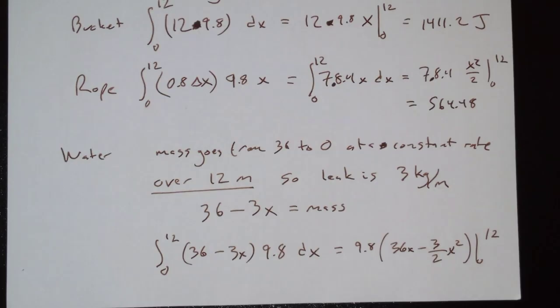On average, the water is heavier. I started at 36, I ended at 0. My average is 18. The bucket is only 10. On average, there's more water than there is buckets. Even though none of the water made it to the top, there's more water weight to move. More force needed to move more weight. So 36 times 12, 3 over 2 times 144, then multiply that whole answer by 9.8. What do you get?